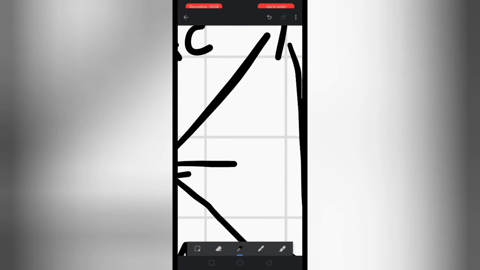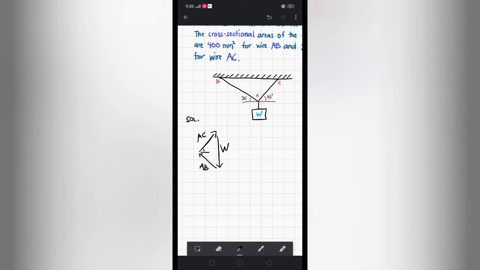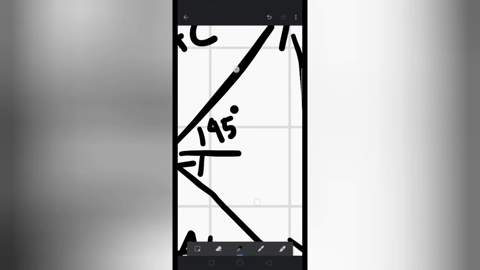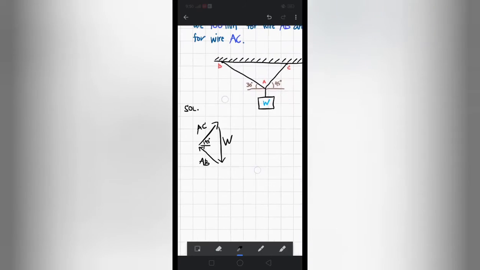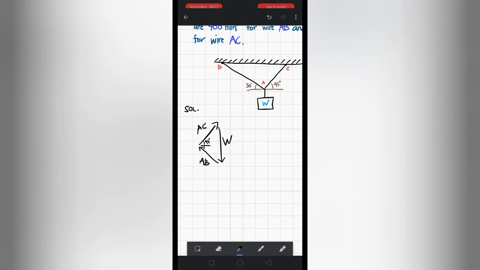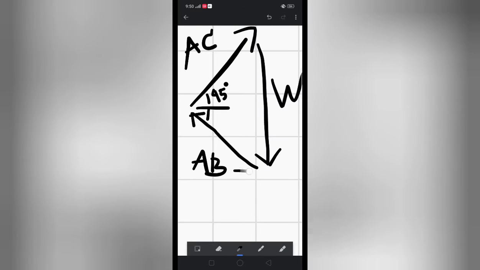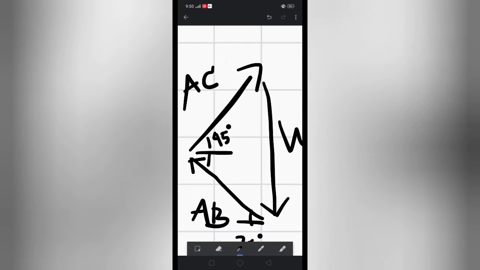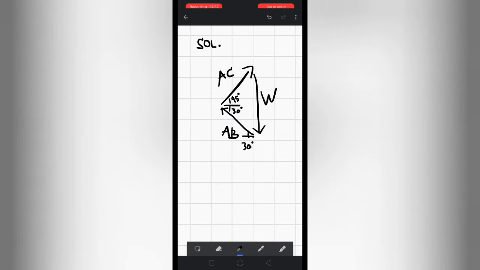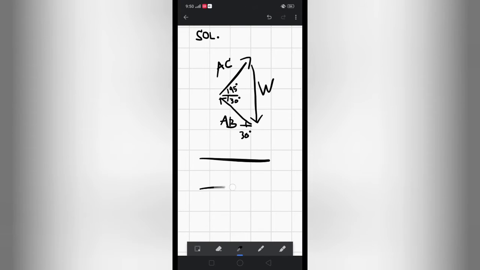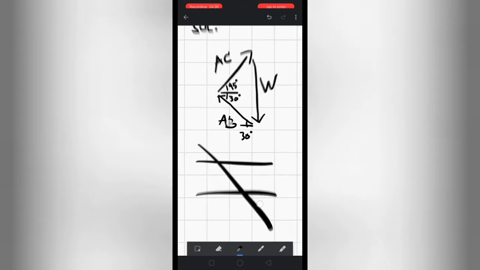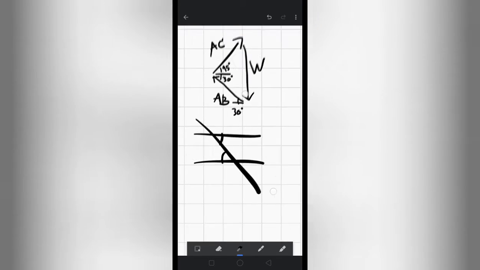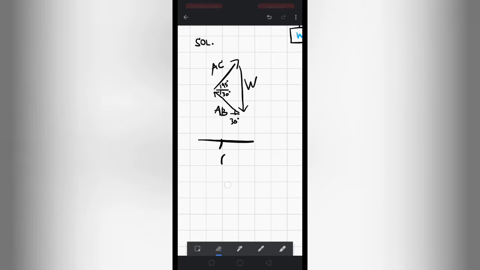Then we're given the angles, which is for AC 45 degrees, and then for AB, which is 30 degrees here. But if this is 30, this would also be 30 degrees here. There are parallel lines cut by this one, so this angle and this angle are congruent. So you see, alright.